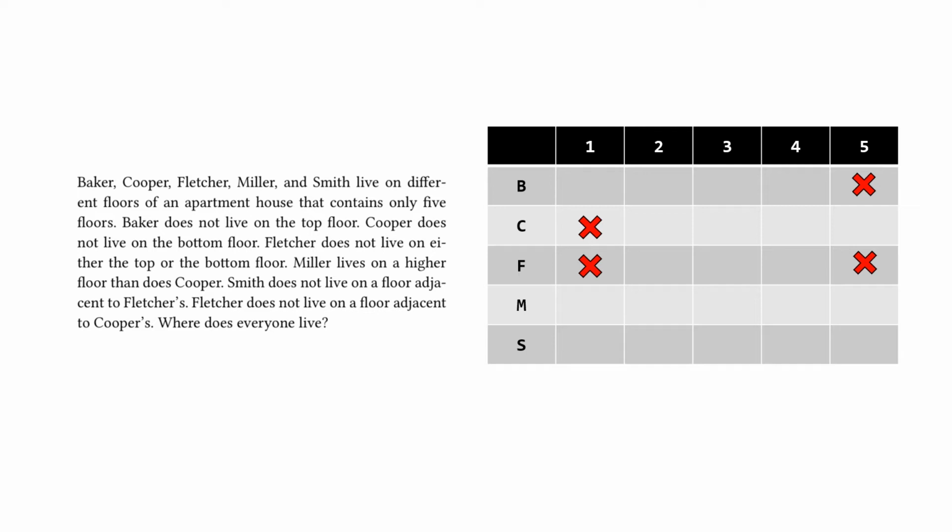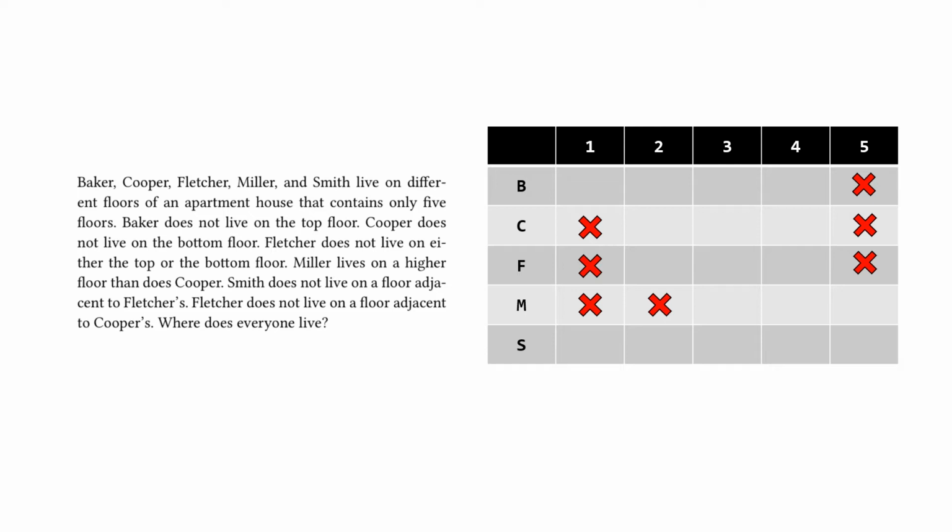So the first thing we know is that if Miller lives on a higher floor than Cooper, Miller can't live on the bottom floor, because that would make it impossible for Cooper to live on a lower floor. And because Cooper can't live on the first floor, we know Cooper has to live at least on floor 2, which means that Miller can't live on floor 2 either. And finally, because Miller has to live on a higher floor than Cooper, Cooper can't live on the top floor. So we can also get rid of floor 5 for Cooper. And then we have 2 final statements. So Smith does not live on a floor adjacent to Fletcher's, and Fletcher does not live on a floor adjacent to Cooper's. So if we combine those two statements, Smith and Cooper do not live on floors adjacent to Fletcher.